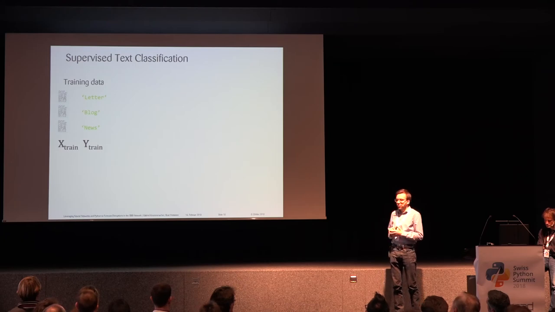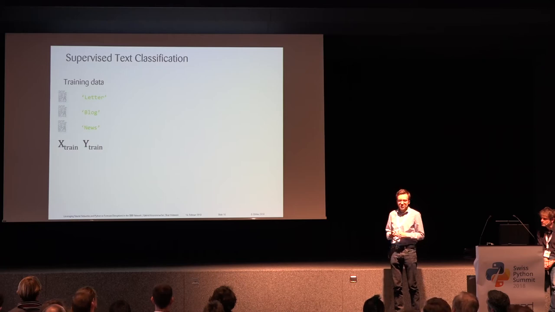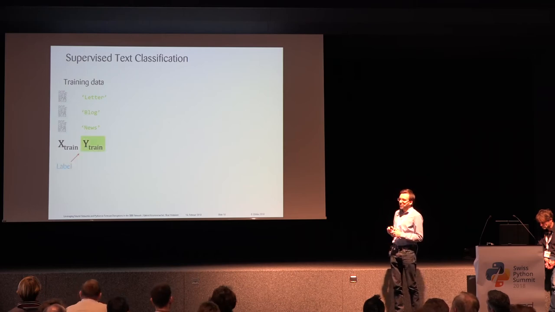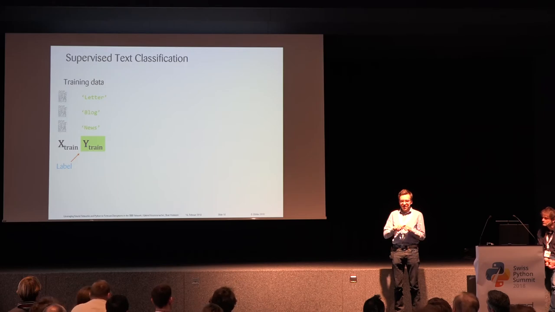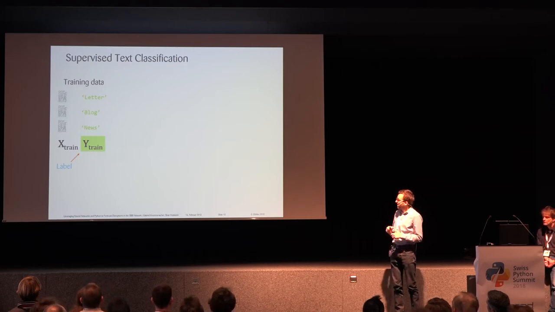The task is now to do document classification. So imagine you have some set of documents and they have a label, so they have a different category. For instance, you have letters, blog posts, news articles, any kind of categories, and you have a training set of these. So some intern annotated these documents for you. And this is very important, otherwise you cannot do supervised classification. You need supervision. So this is called a label, and it's usually called Y.